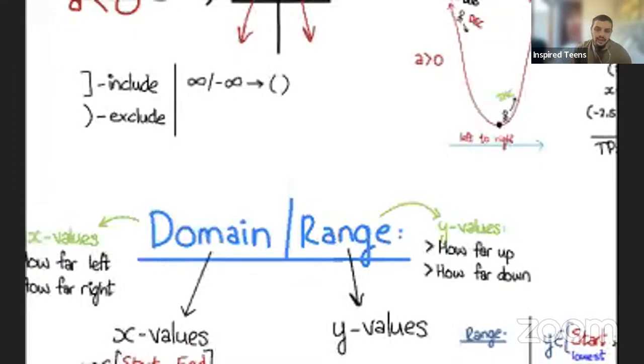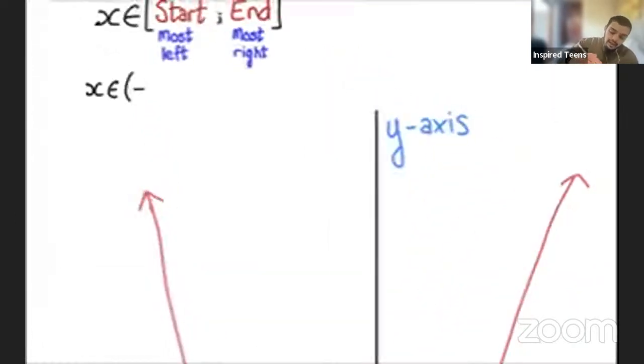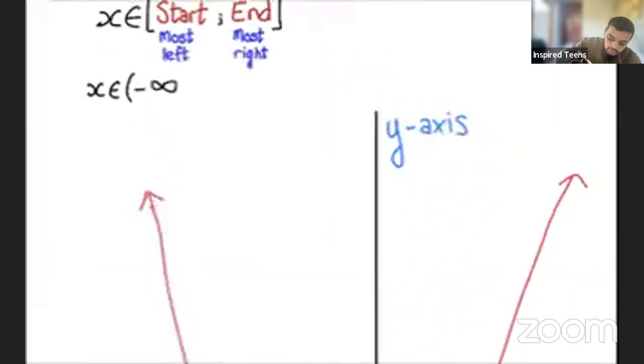We never can include infinity, because if you're including infinity, what are you including? Are you implying that infinity has a value of 1,000,000 or 6 billion? Infinity does not have a value, it continues forever. You can't include something that continues forever. So you would say X is an element of, the X values go till negative infinity.